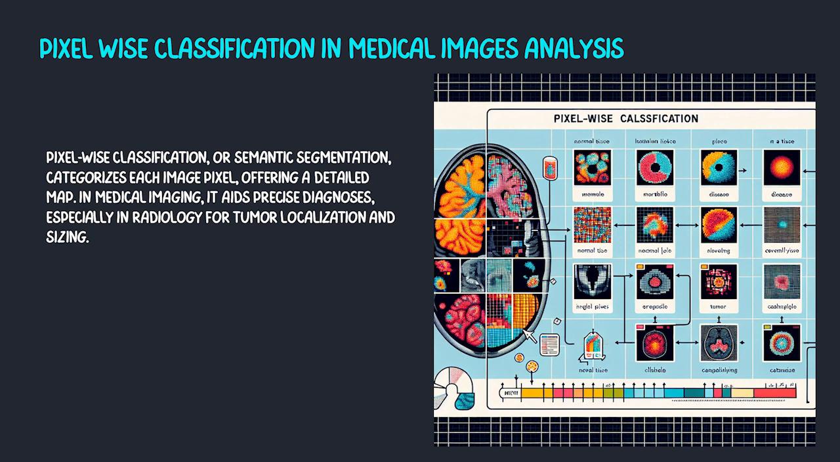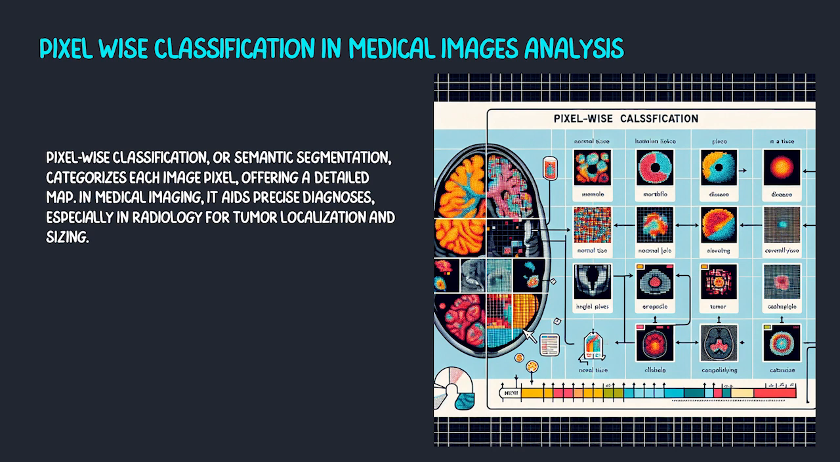In the context of medical imaging, pixel-wise classification can be extremely useful. For example, it can be used to identify and classify different types of tissues in an MRI scan, or to detect anomalies such as tumors in a CT scan. Each pixel in the image is analyzed and classified, providing a detailed understanding of the image content.